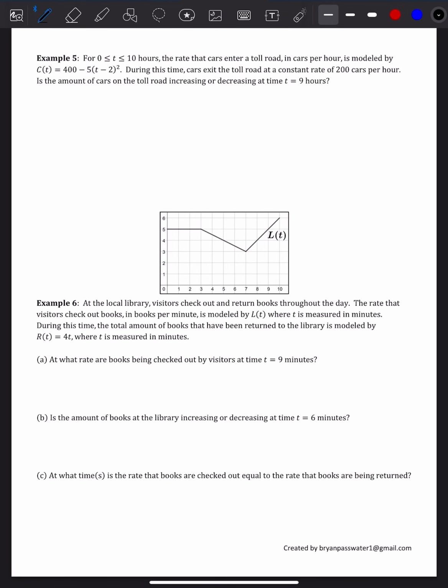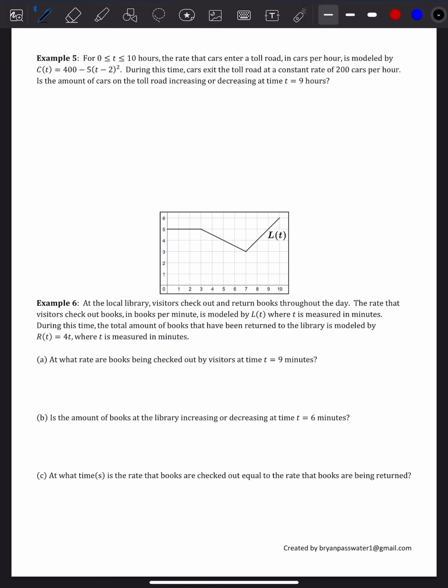Okay, so we're going to look at the rate of cars entering a toll road in cars per hour, modeled by C of t. During this time, cars exit the toll road at a constant rate of 200 cars per hour. Is the amount of cars in the toll road increasing or decreasing at t equals 9?